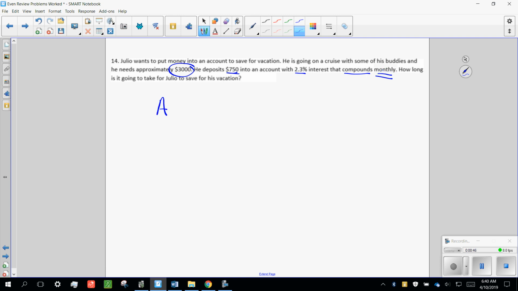But we need to remember that this equation is the one that we use to compound monthly. If it said compound continuously, we would do like we did in number 12, A equals Pe to the rt, but we can't do that because we are only compounding monthly. The continuous equation would give us a decent estimate, but not a perfect one. So he wants to end with $3,000.